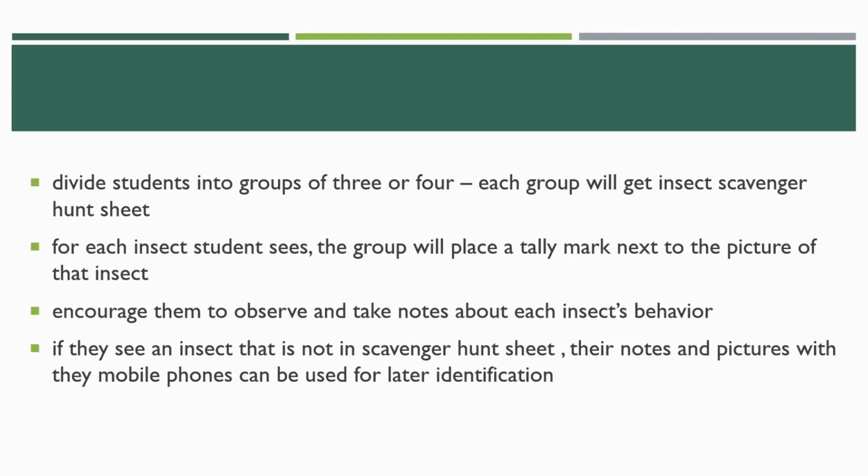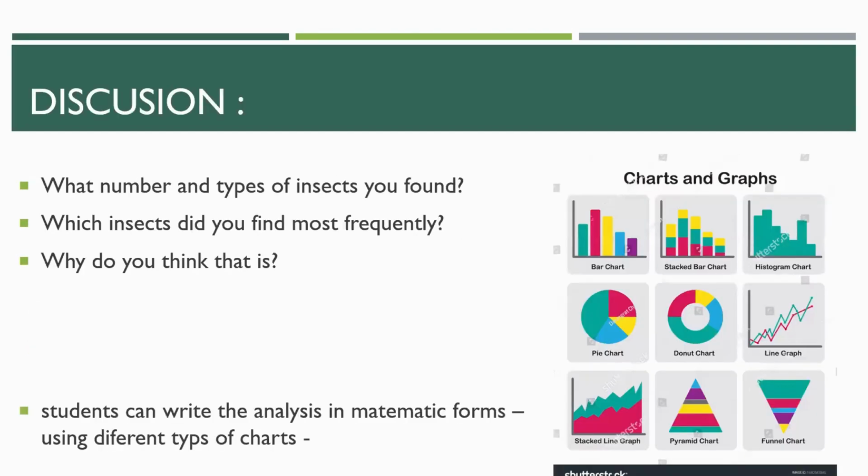Divide students into groups of 3 or 4. Each group will get an insect scavenger hunt sheet. For each insect the students see, the group will place a tally mark next to the picture of that insect. Encourage them to observe and take notes about each insect's behavior. If they see an insect that is not on their hunt sheet, their notes and pictures taken with their mobile phones can be used for later identification.